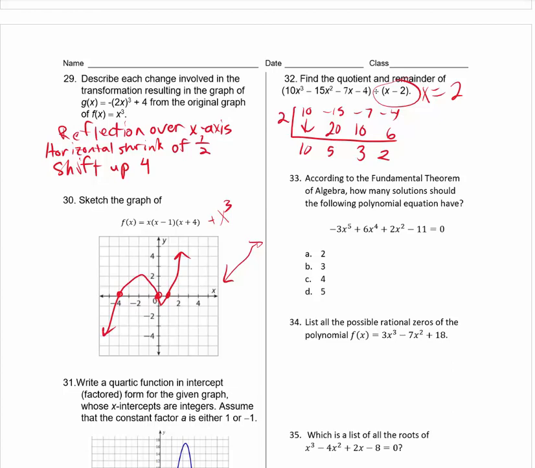To write our answer, it started as x cubed, so we want to start with x squared. 10x squared plus 5x plus 3, plus our remainder, which is 2, so they do 2 over what we divided by, which is x minus 2.